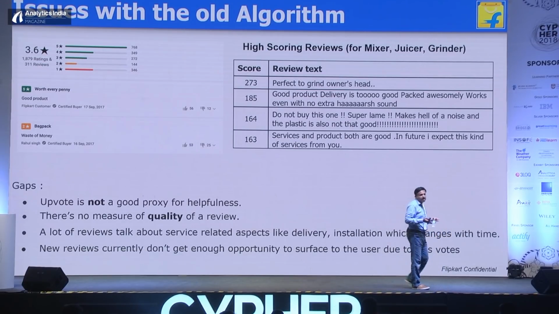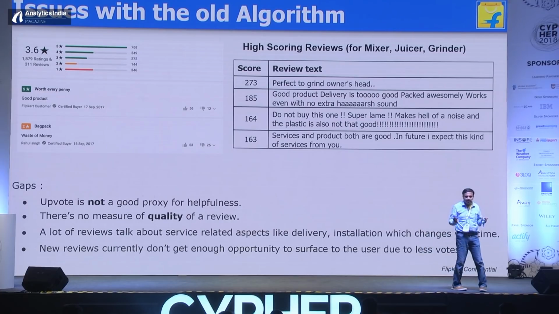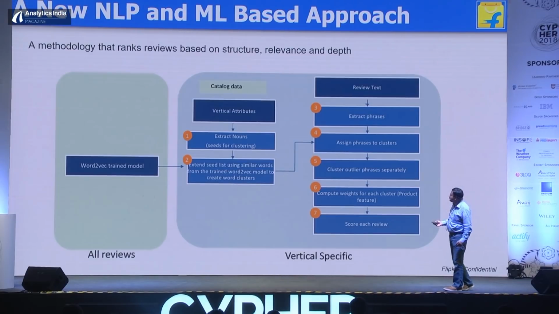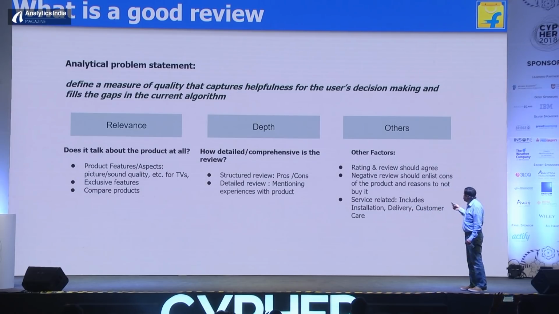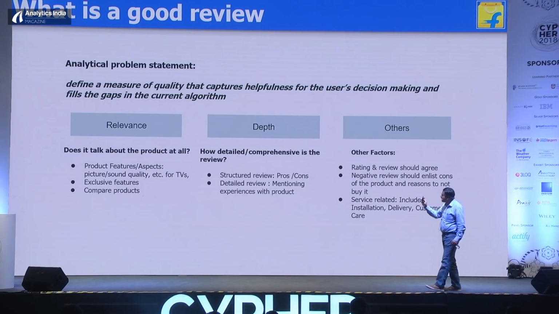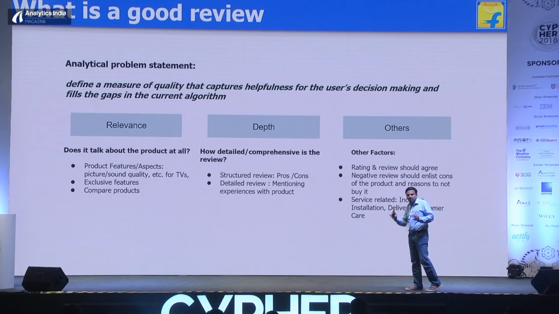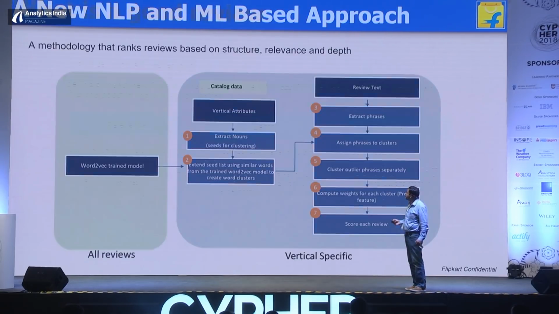For us, at the end of the day, we are a platform, right? We have sellers from everywhere. Our goal is to show the best product and as honest reviews about the product and as detailed reviews about a product as possible. So what should a review have? It should have relevance, it should have depth. Other factors related to service should be secondary, but mostly it should be very relevant, and it should be very structured, listing out pros and cons, and so forth.